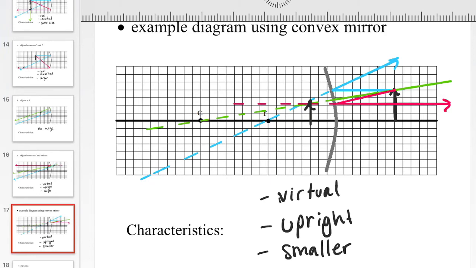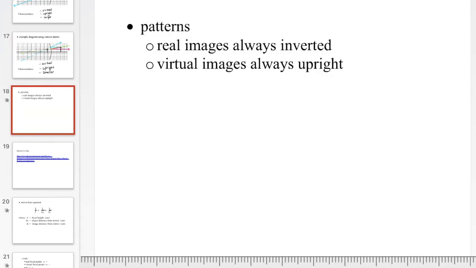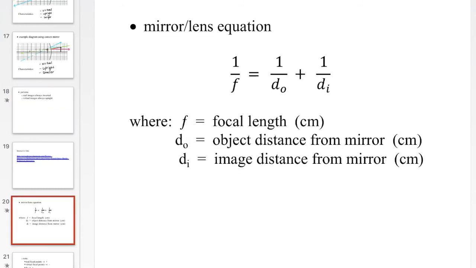But that's what I'm talking about when I'm talking about light rays. So where all those rays intersect is actually what the image is going to look like. So that's what that's telling you. So a few patterns that you may have noticed. Real images are always inverted and virtual images are always upright. So that's one thing that hopefully you did catch on to.